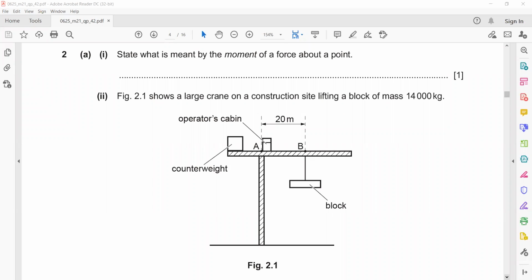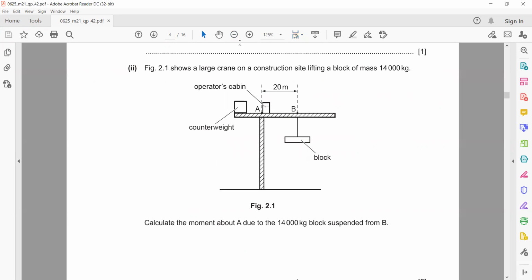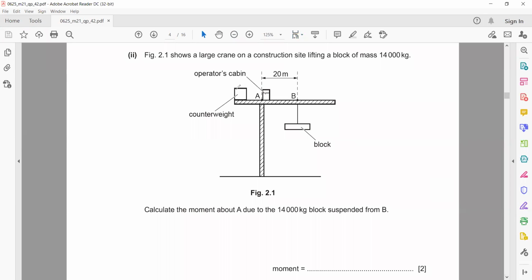The next part, figure 2.1 shows a large crane on a construction site. Maybe you have seen these type of cranes on the construction sites. So what they do, they keep a counterweight. They put some weight here. So the counterweight is acting downward, and about point A, which direction it will cause a rotation? Anti-clockwise. And because of the weight of this block, which direction it will cause a rotation? It will cause clockwise rotation.